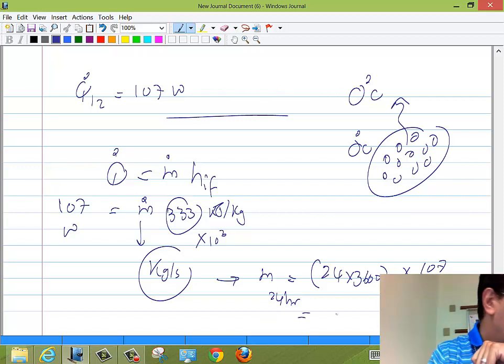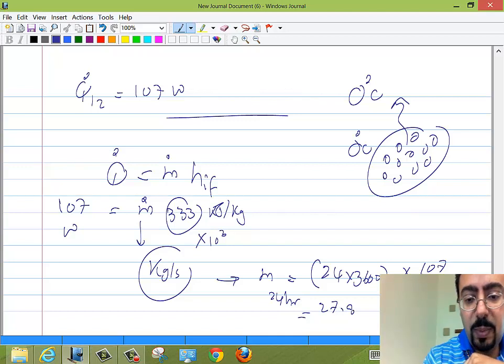And so eventually, what is this number? 27.8 kilogram. This is how much ice will melt. Or basically those joules that you end up transferring in 24 hours will end up melting this much ice. Right? Question about this?